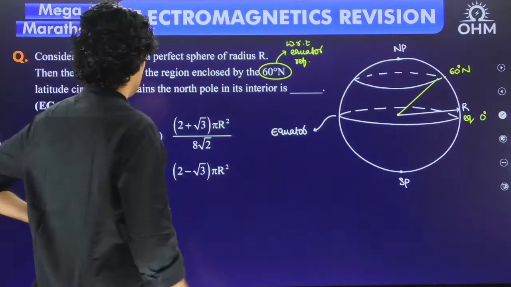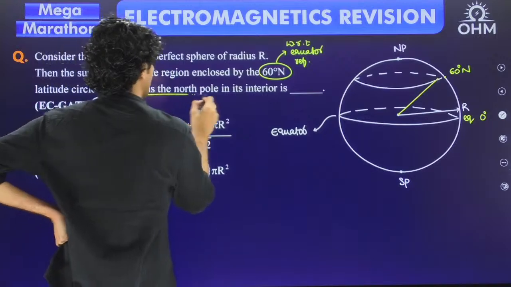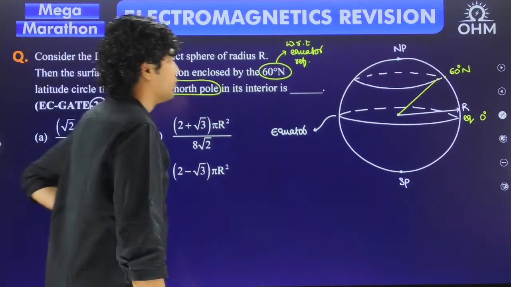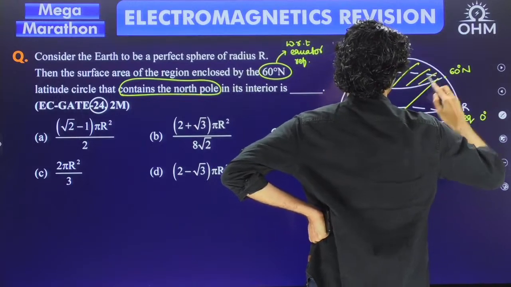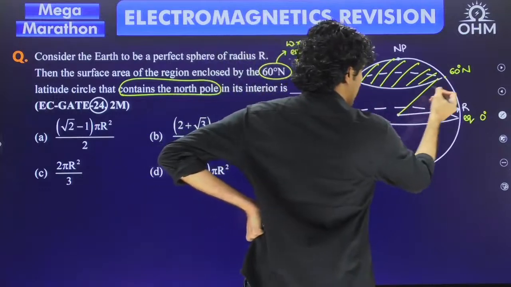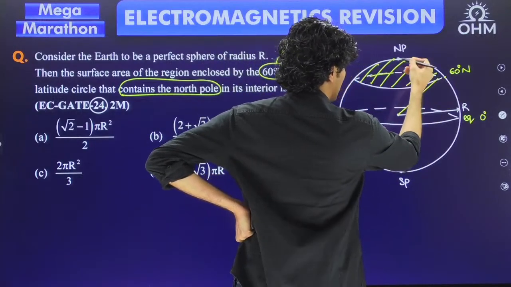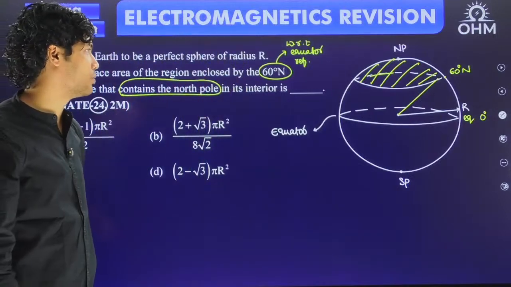Now there is one area that is enclosed, and that area contains the north pole. You are supposed to identify the particular area enclosed within this circle, also including the north pole. What is the amount of area? That is what you are supposed to find out.